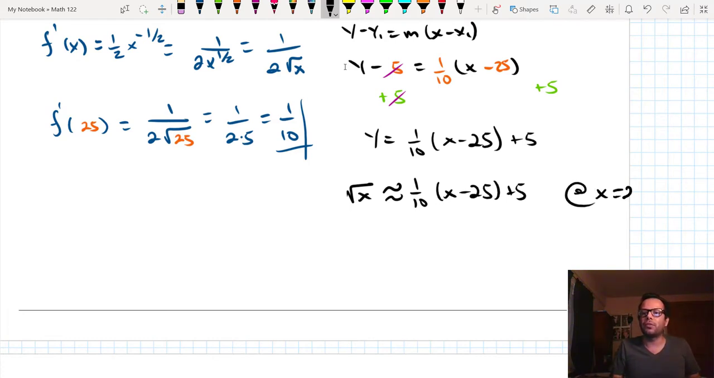Around x equals 25. So they were asking us to use this approximation to evaluate the square root of 26.5. So what are we going to do? We are going to plug in 26.5 wherever we see the x, in this case just here.